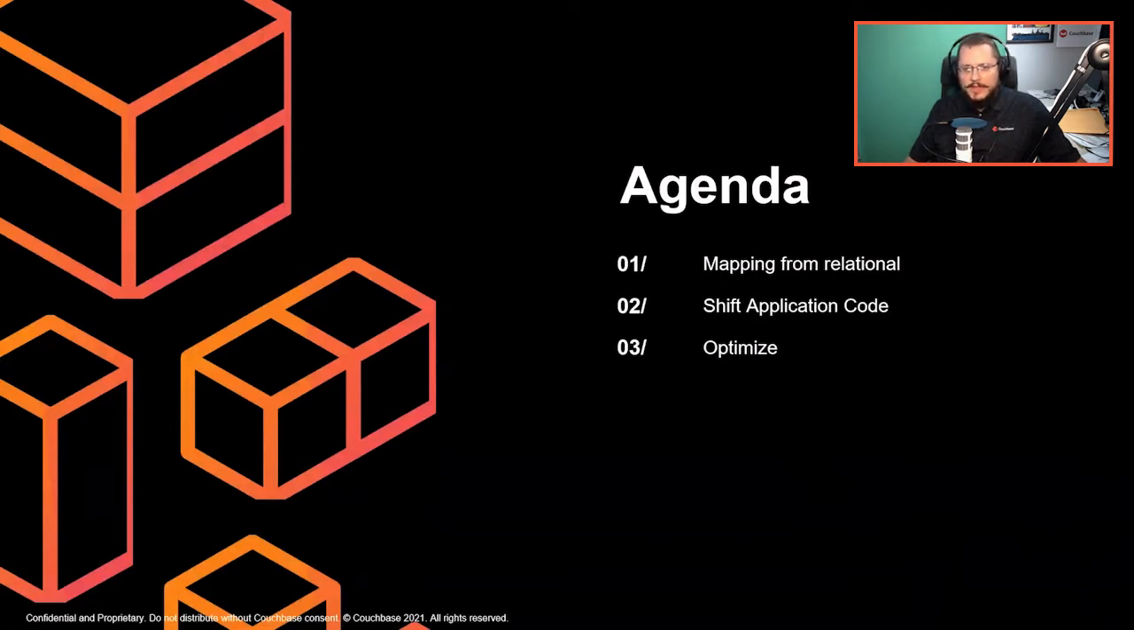Then we're going to look at the ways we can shift the application code over, and actually with Couchbase, this is going to be much easier. You're going to have a nice head start if you decide to use Couchbase for your modern apps. And then finally, once the data is moved over, we'll look at some ways we can optimize the data through modeling and other techniques in order to improve performance and hit your performance goals.